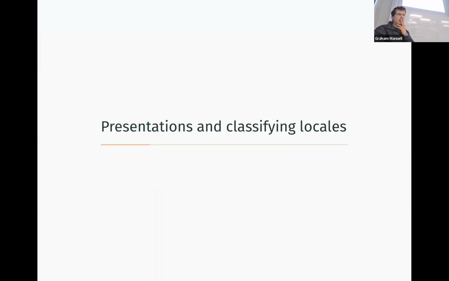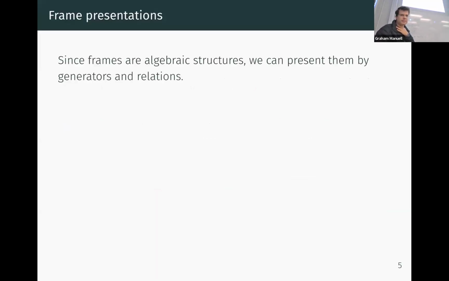Okay, but now I want to go into the topology part of the talk today, and that is presentations and classifying locales. You can ignore constructive mathematics, and this is still true. I think one of the biggest advantages of the point-free approach to topology is the fact that frames are algebraic structures. And if you have an algebraic structure, you can present it with generators and relations.